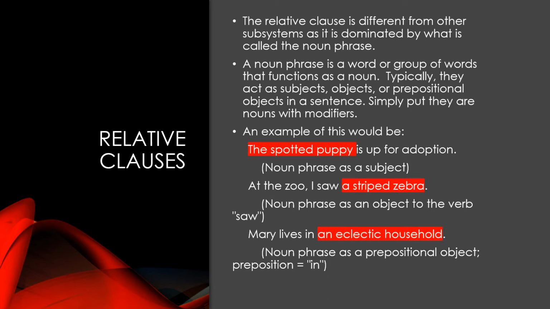And Mary lives in an electric household. This is an example of a noun phrase as a prepositional object. In this case, the preposition is the word in. So it's like, what does Mary live in? An electric household.